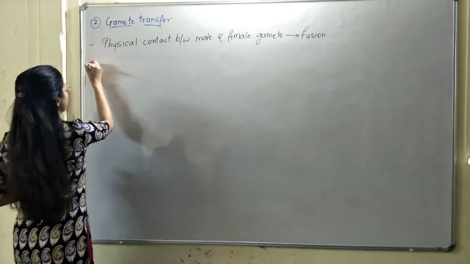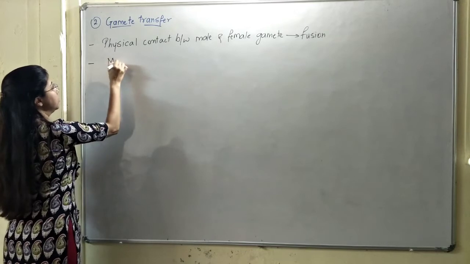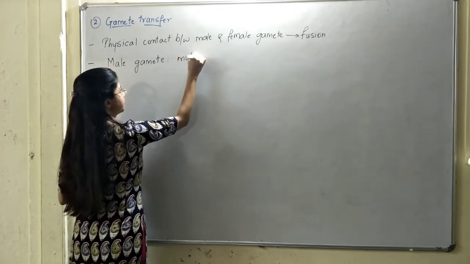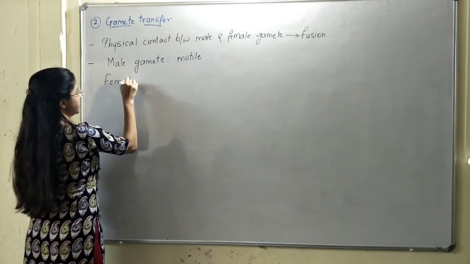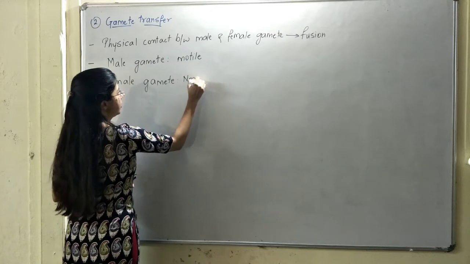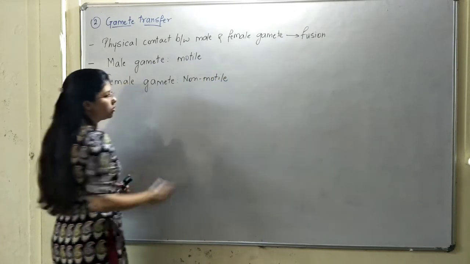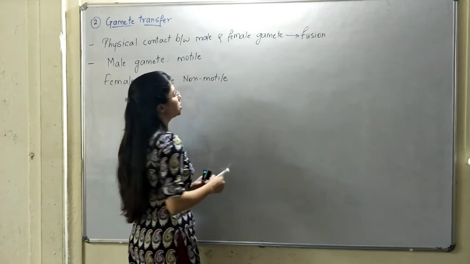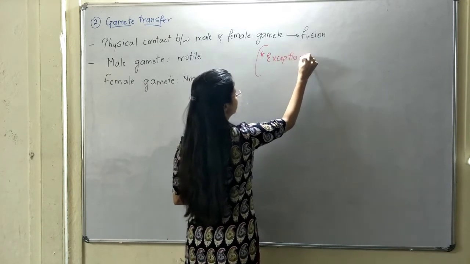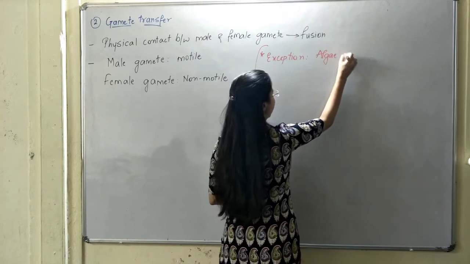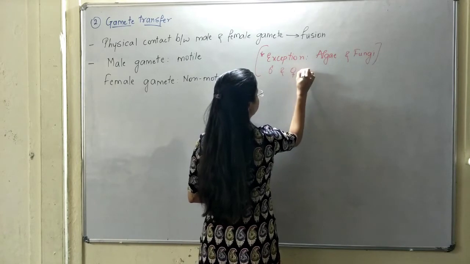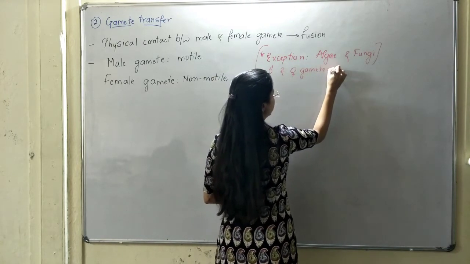Generally for this to happen, the male gamete is motile. We have already discussed earlier that in most organisms the male gamete is motile, whereas the female gamete is non-motile. There are exceptions in organisms like algae and fungi, where the male and female gametes both are motile.